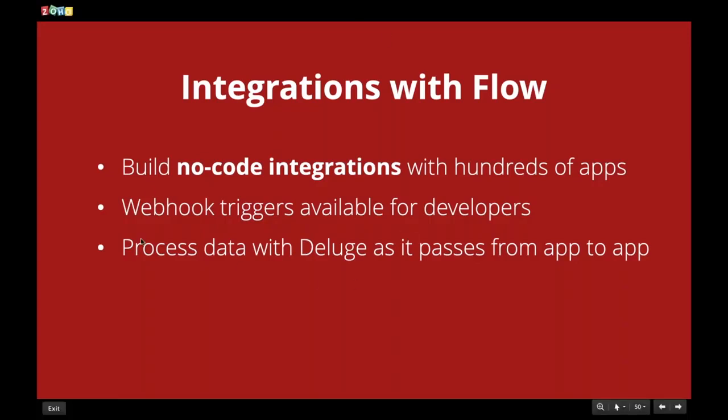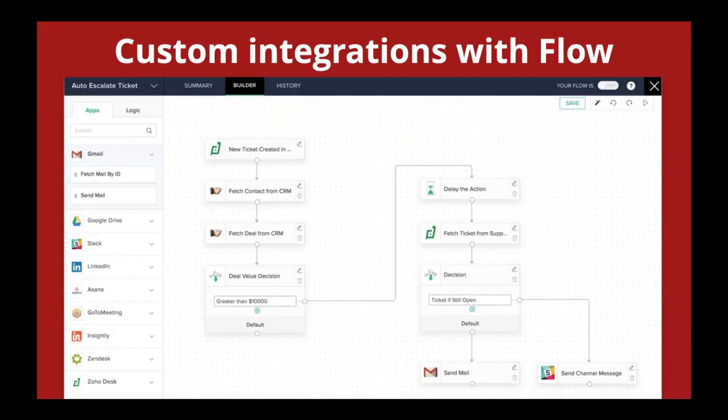Also, you can write functions in flows. So you can write a custom Deluge function, which will manipulate some information or process some data as you're moving it from application to application, which sometimes is necessary because you might have one application which structures dates and times a certain way, and another application that has a different formatting, and you have to write a little bit of code to account for that.